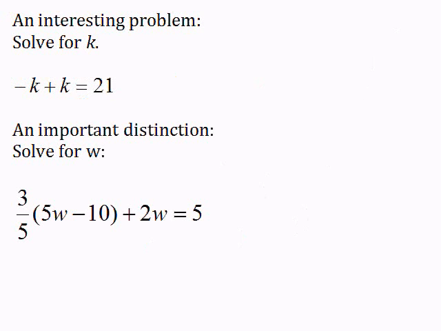Here's a couple problems that are a little interesting in that they're different from the problems you've seen in the past. Let's put the first one, negative k plus k equals 21. Negative k plus k is 0 equal to 21. You cannot solve this equation. There's no variable left to solve for.